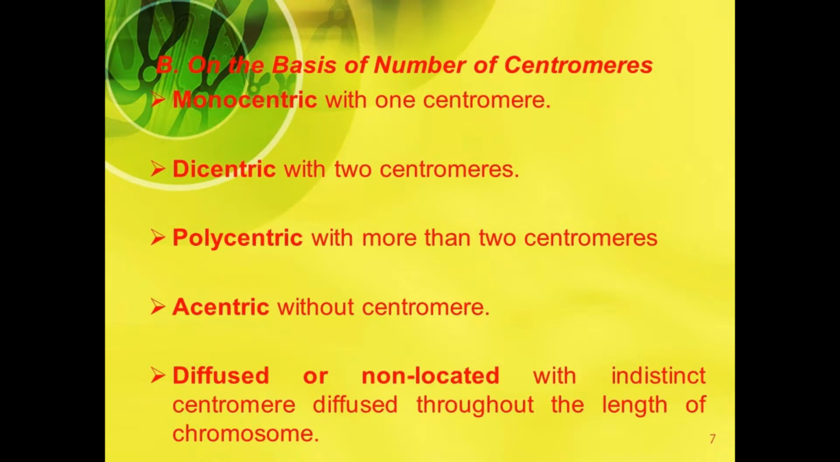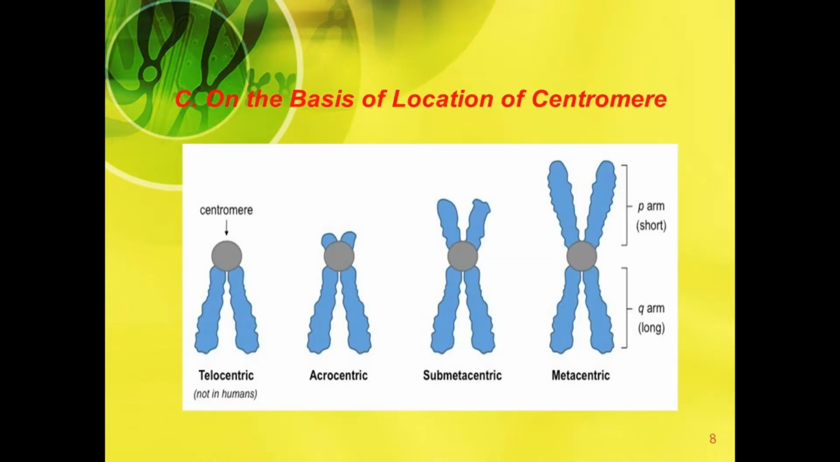And the third classification is on the basis of the location of the centromere. On this basis, they are classified into different types. They are metacentric, submetacentric, acrocentric, and telocentric. First one, metacentric means the centromere is in the middle, meaning the P and Q arms are of comparable length. Then the submetacentric has the centromere off center, leading to a shorter P arm relative to the Q arm.